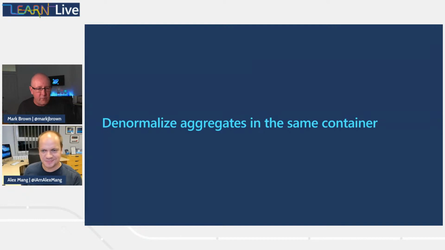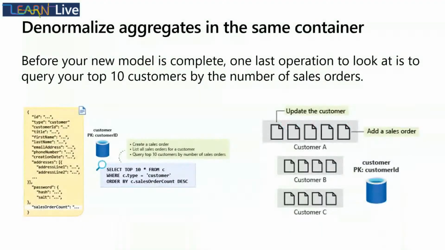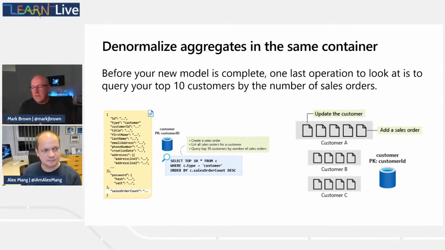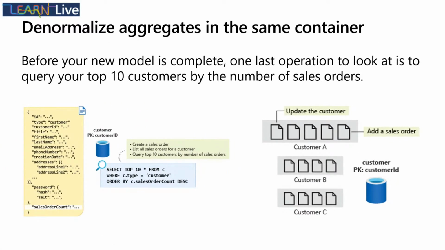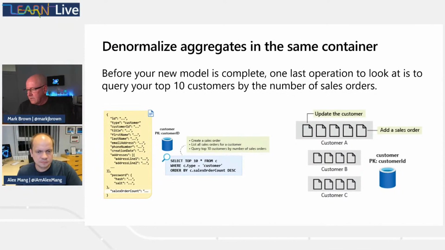Back to me. So one more optimization we want to do is something we call denormalize aggregates within the same container. So the idea here is, okay, our model's nearly complete, but one of the operations that we wanted to take a look at is kind of like an OLAP-y type of query. I wanted to get maybe my top 10 customers and see who are my top 10 customers by sales orders. So the query I'm going to have here is select top 10 star from C, where C.type equals customer, right? Because now, as Alex mentioned, we've introduced this new discriminator property that allows me to select just the customer entities out of this collection. And then I want to say, okay, then order by the sales order count descending.